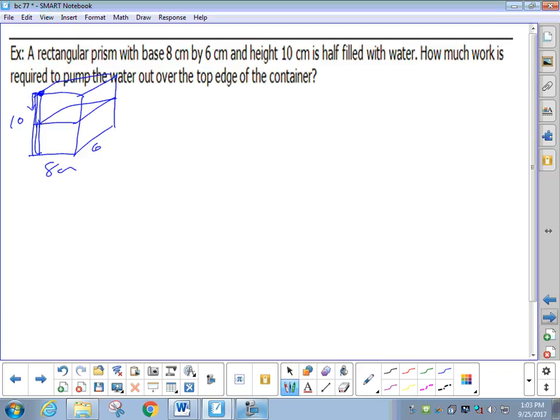Okay, let's first draw and locate the axis. Locate the origin. Where do you want to put the origin? At the top of the container, the top of the fluid, or the bottom of the fluid? Bottom of the fluid. Sounds good. Okay, so I'm going to do that.